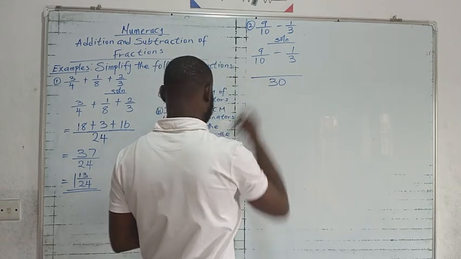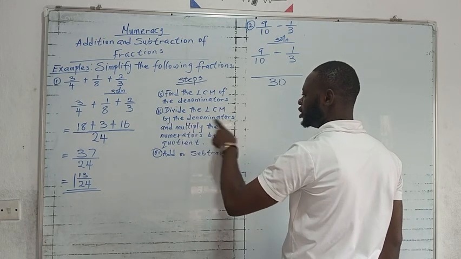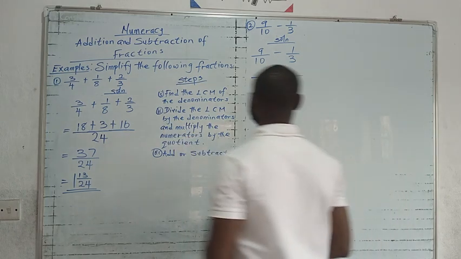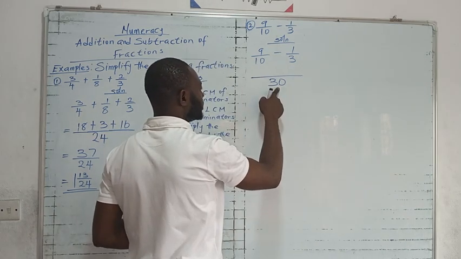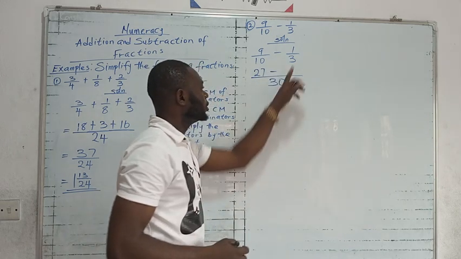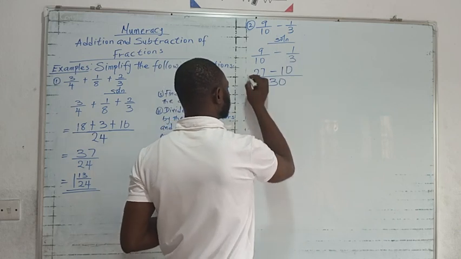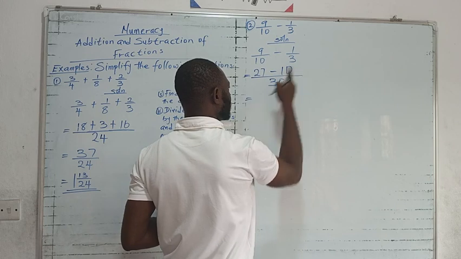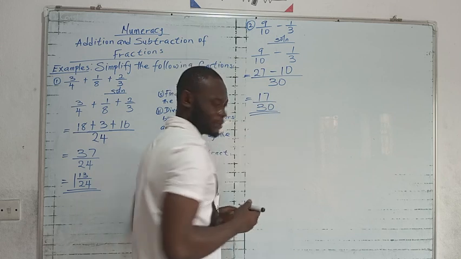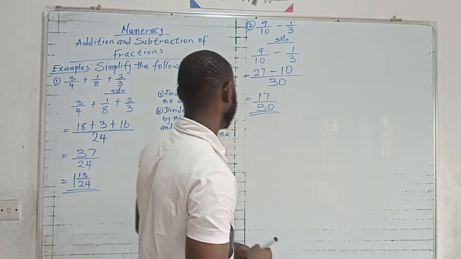Now 30 divided by 10. Step 2 says divide the LCM by the denominators and multiply the numerators by the quotient. So 10 divided 30 is 3. 3 times 9 is 27 minus 3 divided 30 is 10. 10 times 1 is 10. So this becomes 27 minus 10 is 17 over 30. So are you seeing it? So it's the same approach, the same method, the same pattern.